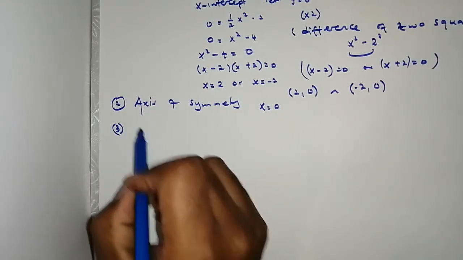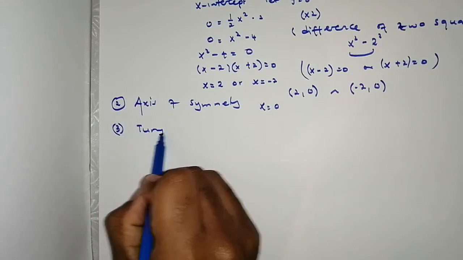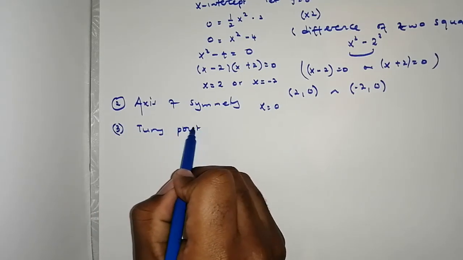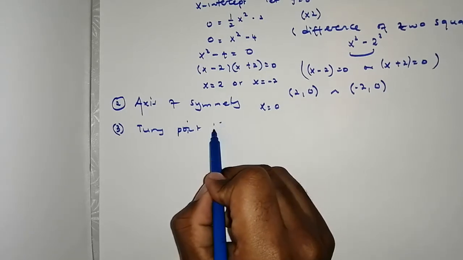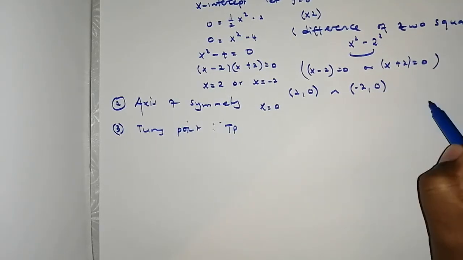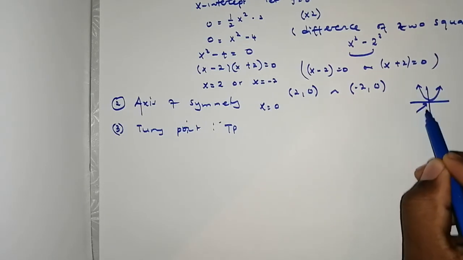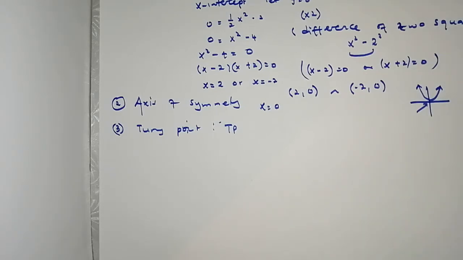Thirdly, the turning point. The turning point is obviously at the axis of symmetry. Let's say you've got a graph like this. This is the value we're looking for, where the graph turns.